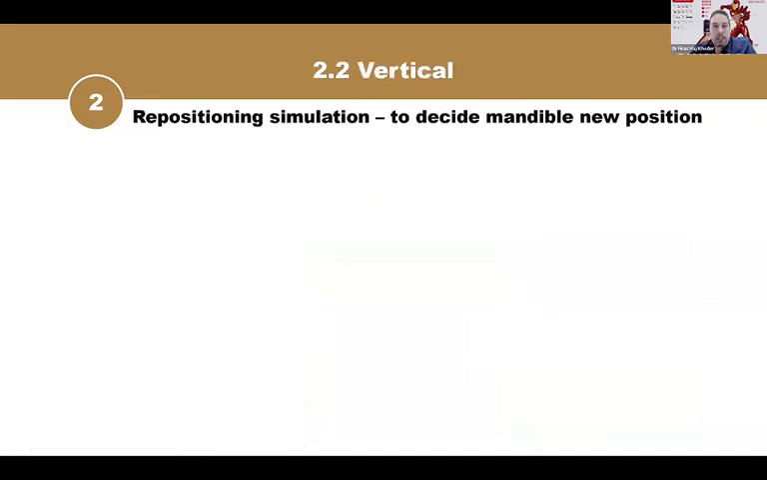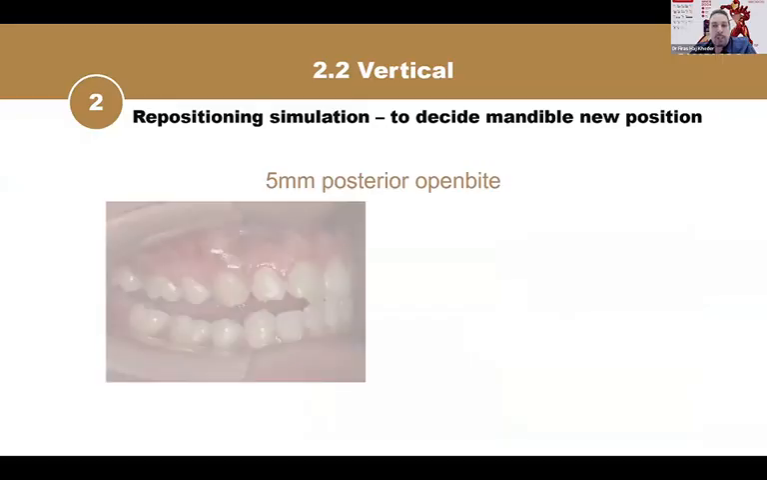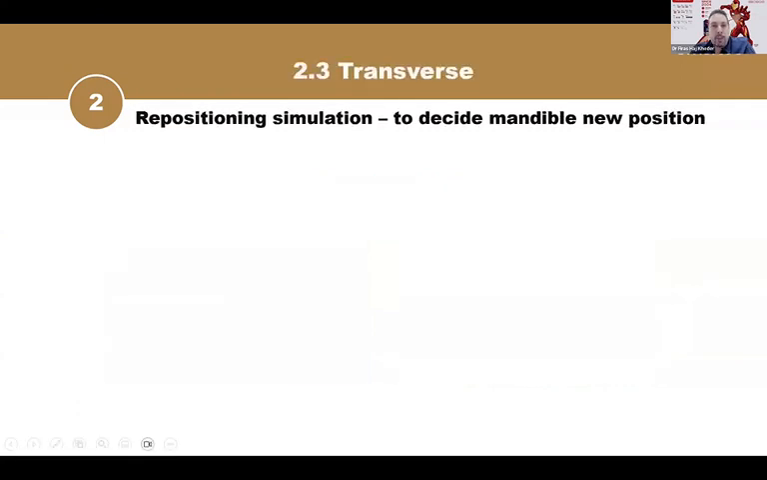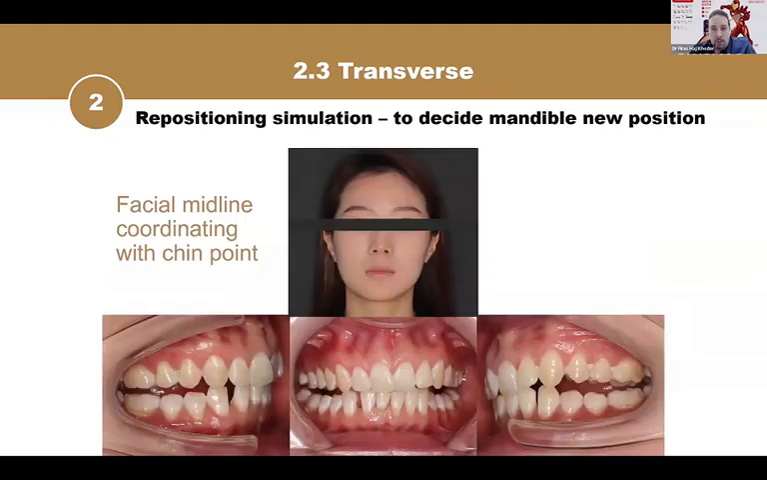And then vertically, we need at least 4 to 5 millimeters of posterior open bite, so we have enough space to produce the blocks in the posterior area. It doesn't matter if the anterior is open or closed. The most important one is the posterior open bite. So transversally, we need to put the facial midline coordinating with the chin point as much as possible to avoid any deviation in the end.